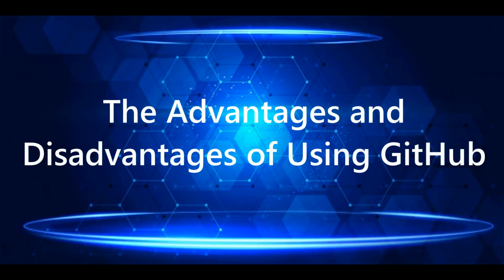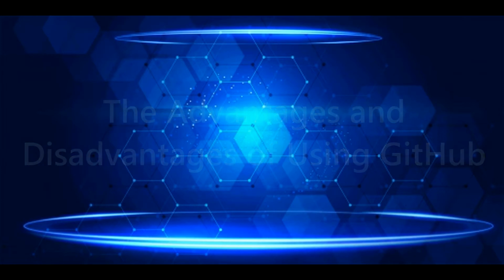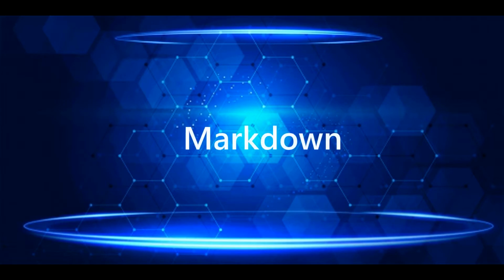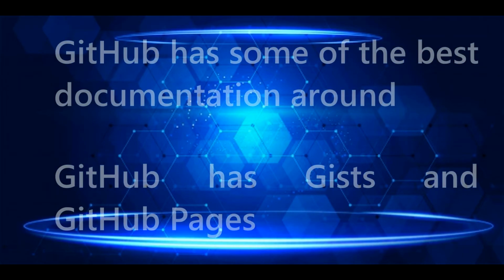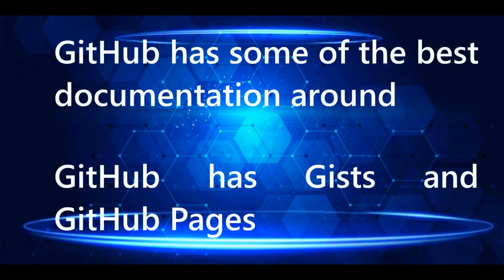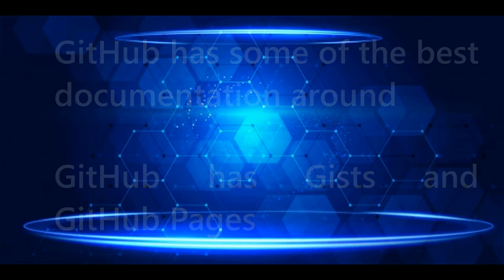The advantages and disadvantages of using GitHub. First, the advantages. Markdown. It allows you to use a simple text editor to write a formatted document. GitHub has some of the best documentation around. Also, GitHub has gists and GitHub pages, which lets you convert one or several files into a working repository.